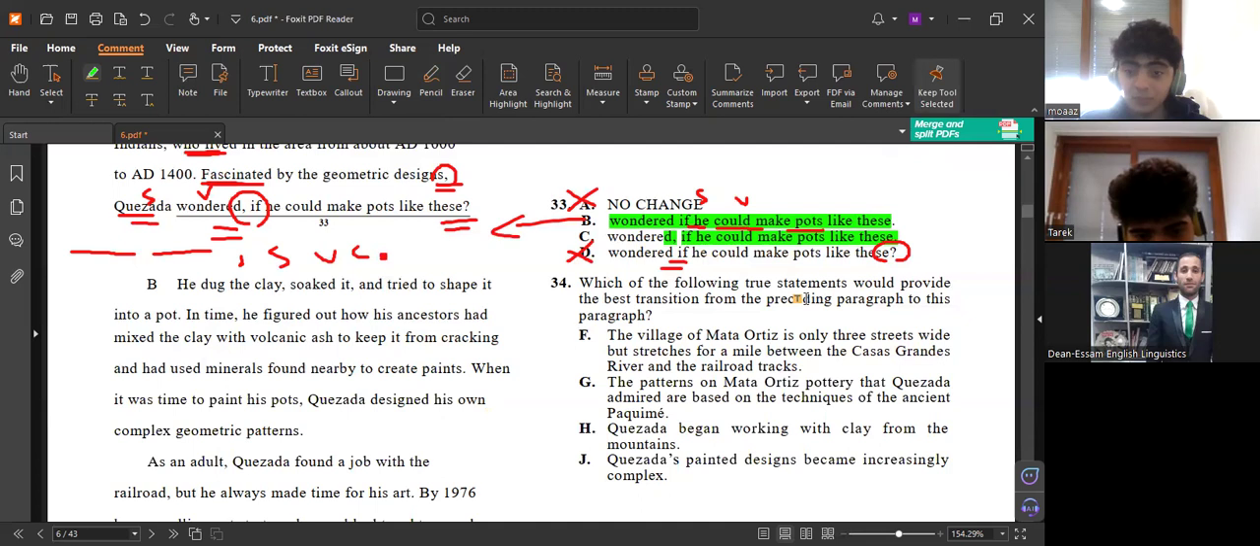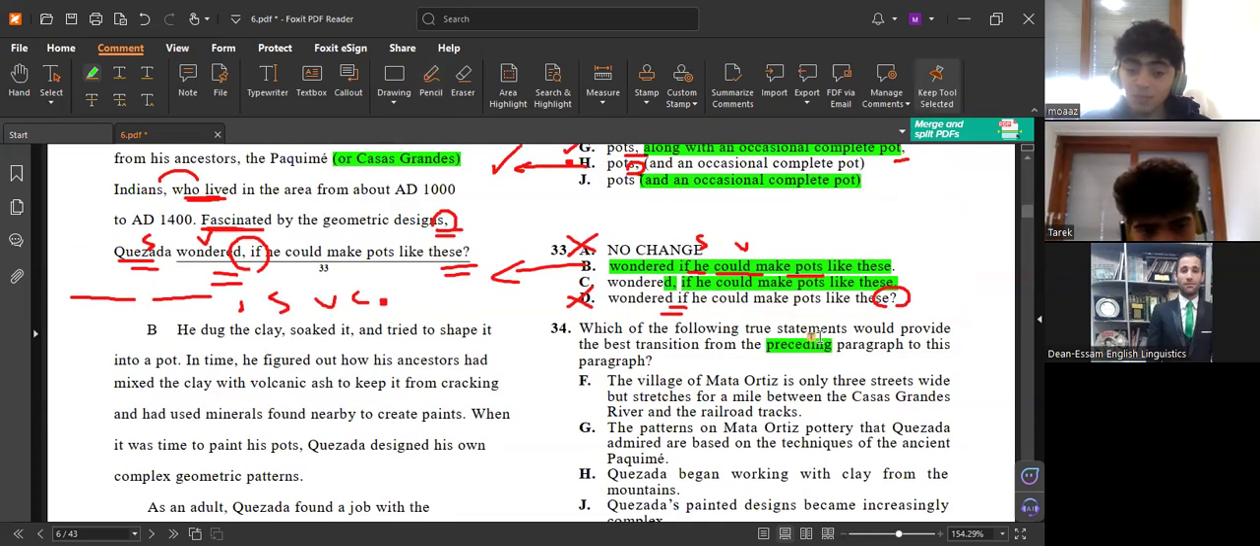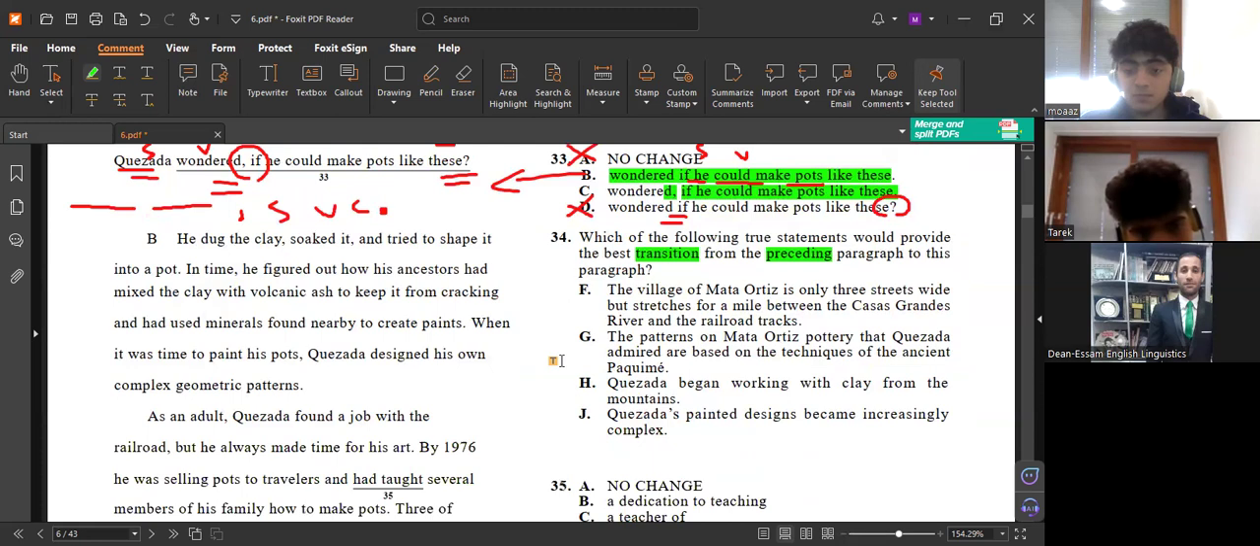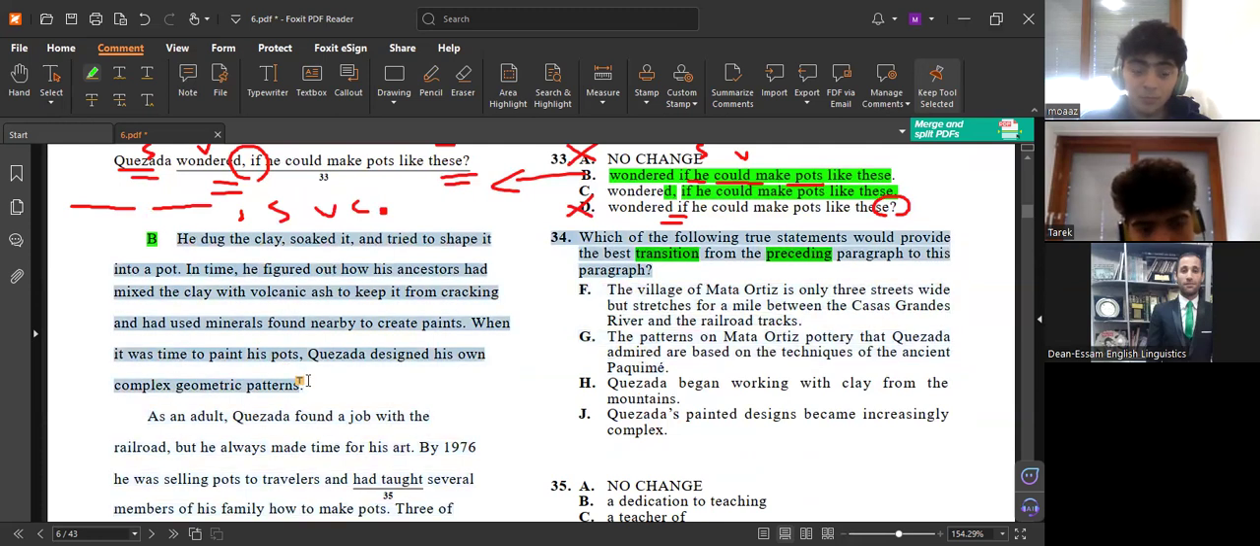Here he said the preceding. Look, which of the following two statements would provide the best transition from the preceding paragraph to this paragraph? That means we need a common topic sentence for the paragraph. So your job is to read the paragraph very quickly and find what is mentioned. Let's try again now.